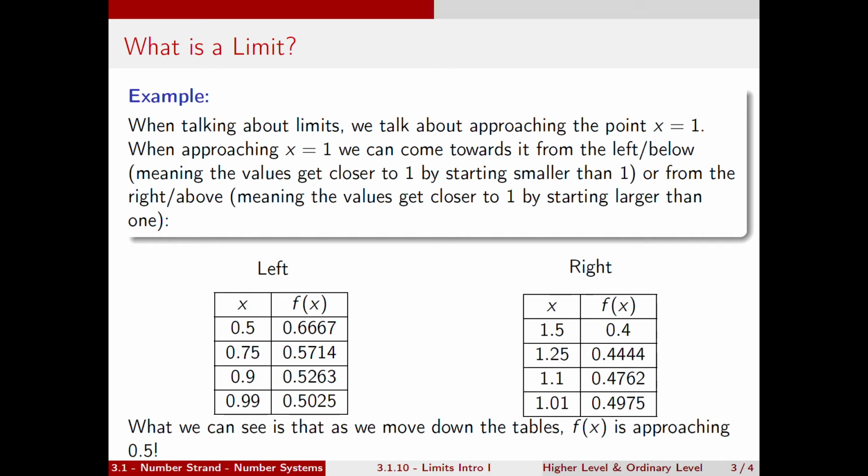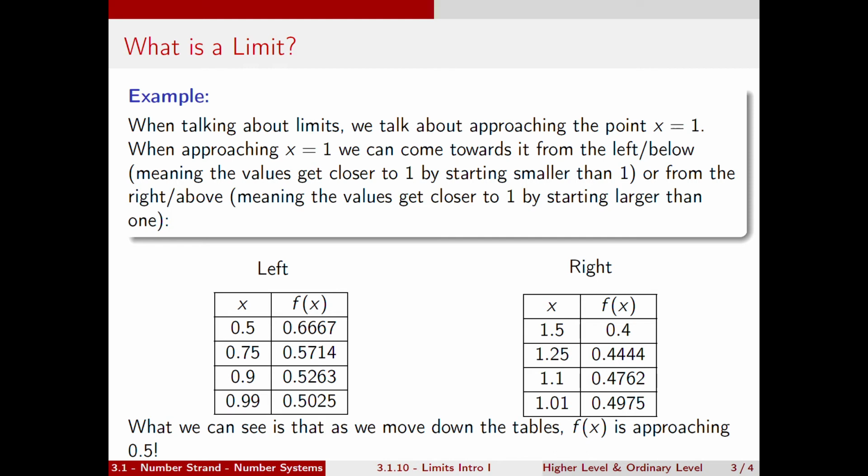So if we look at these two tables, on the left we see x is equal to 0.5, subbing that into f of x gives us 0.6667, and we can see that x is going from 0.5 to 0.75 to 0.9 to 0.99. We can see that x is approaching 1 from the left hand side, or from numbers that are smaller than 1. We can see at 0.99 it is equal to 0.5025, and it looks like it is getting closer and closer to 0.5.